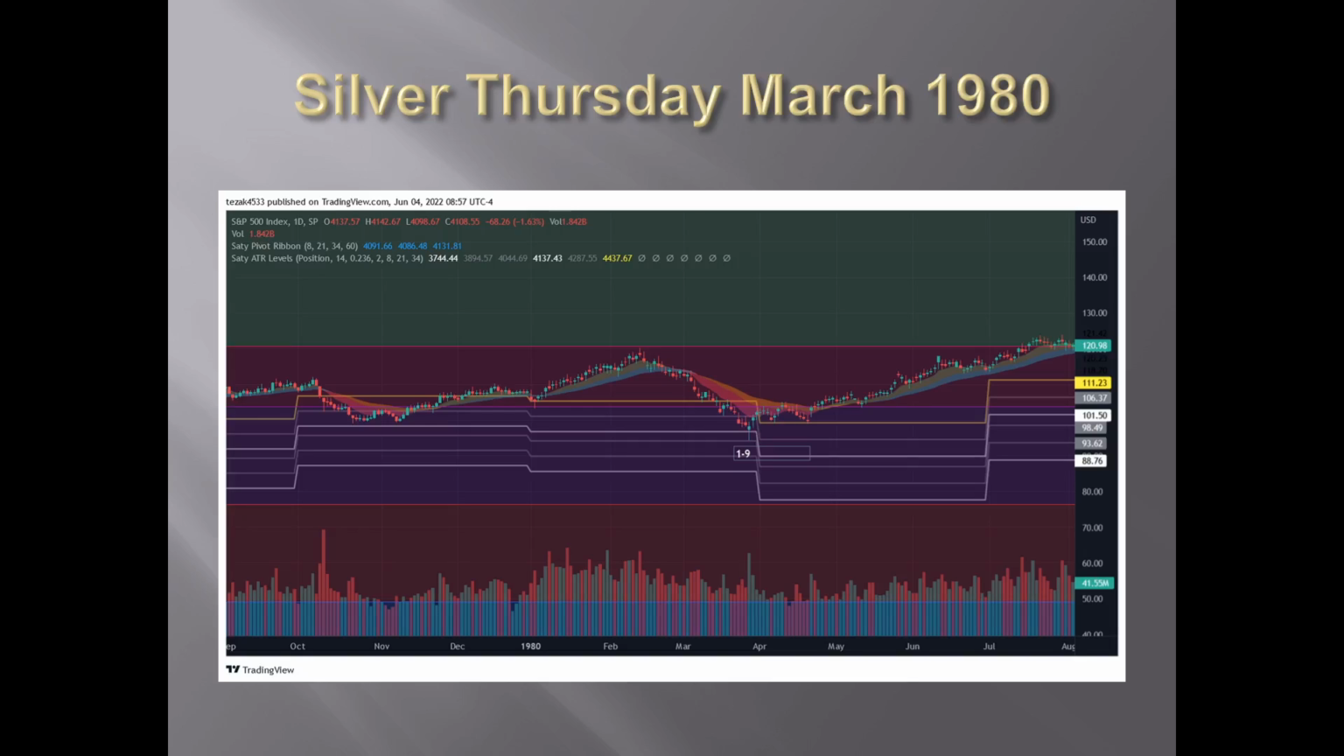Anyway, it bounced off your ATR, comes up, and you get a pretty reasonable move here of 7%.